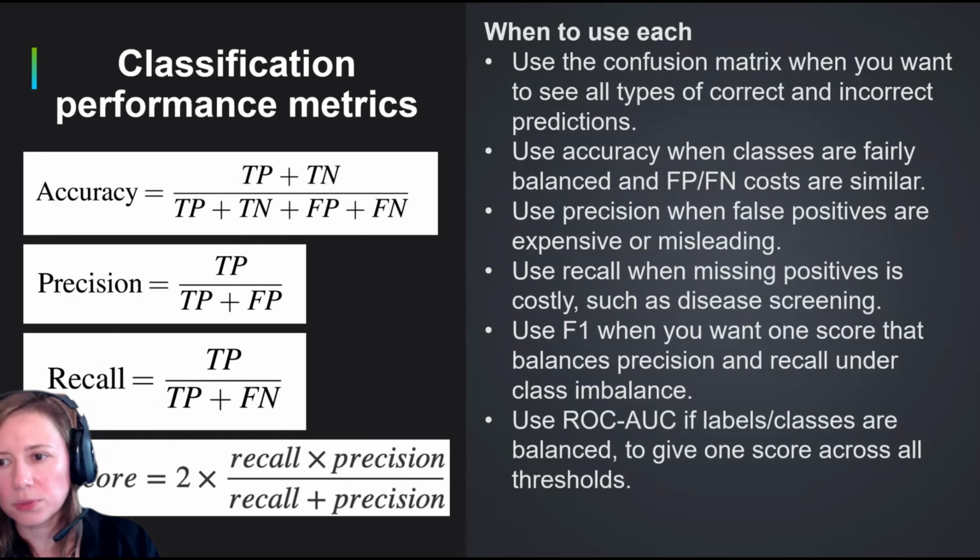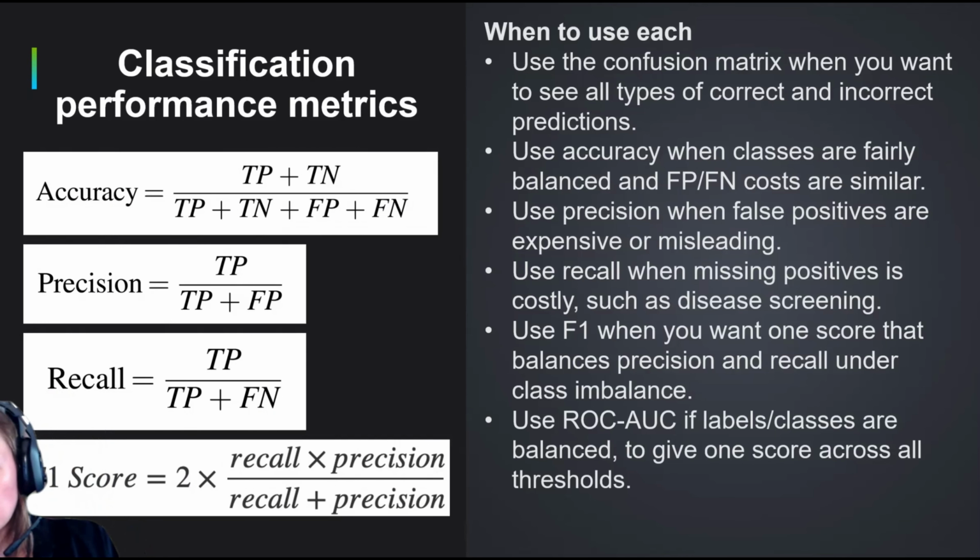Then I'll use precision when the false positives are more expensive. You can use recall when missing positives has a high cost as well. For example, in clinical studies, you want to save as many patients as possible. Like this is screening. And you can use F1 score when you want one score that combines the precision and recall under class imbalance. AUC is a good complement as well.